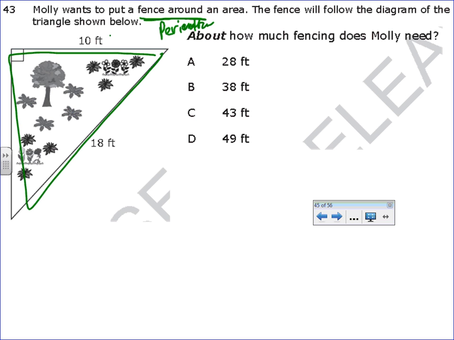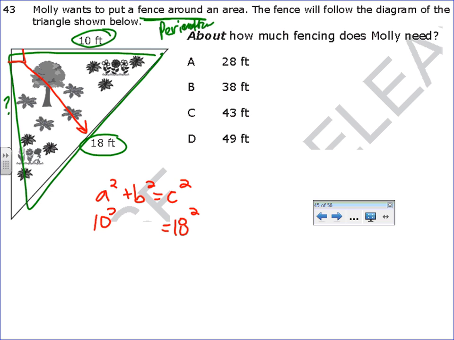Well, I have 2 measurements, but I'm missing this measurement. Luckily, they're telling me it's a right triangle, so that means I could use the Pythagorean theorem. So a squared plus b squared equals c squared. This is my c because it's across from the box. So 18 squared, I can put it in for a or b. That's going to give me 100 plus b squared equals 344 plus 18 squared. We'll subtract 100 from both sides.